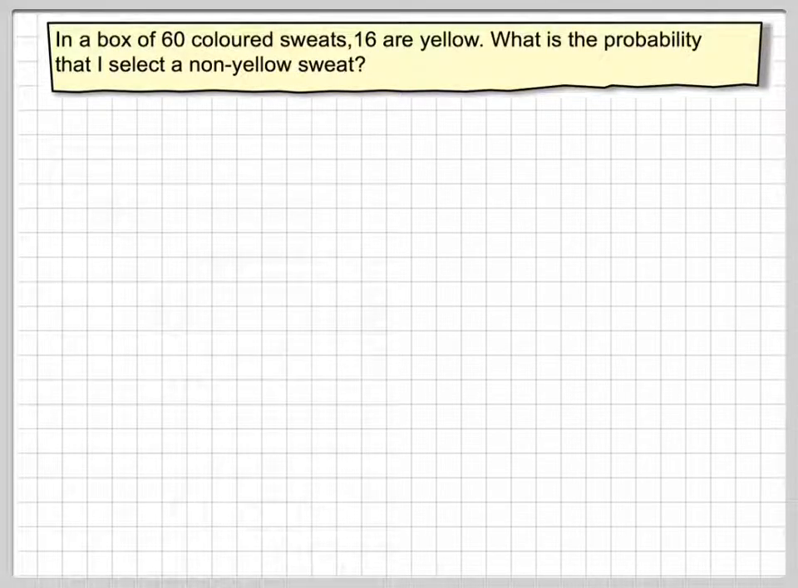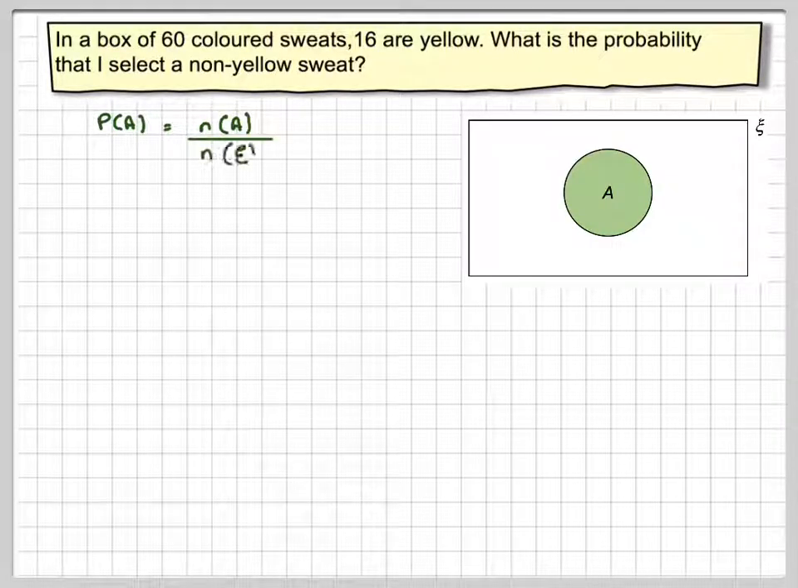Right, in this video we're going to attempt to show you how to find the probability of a not event happening, given that you know the probability that the event does happen. So it says, in a box of 60 coloured sweets, 16 are yellow. What is the probability that I select a non-yellow sweet? Let's just have a look at this more formally.